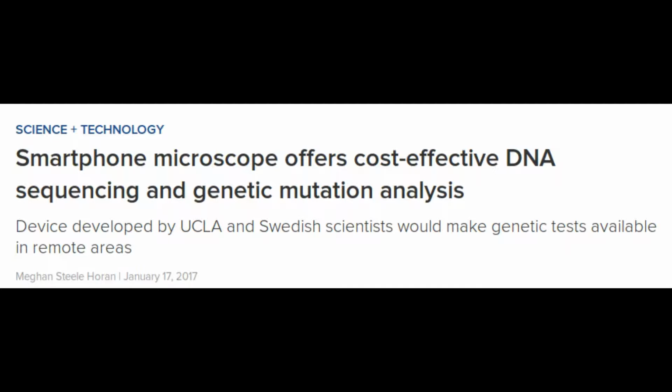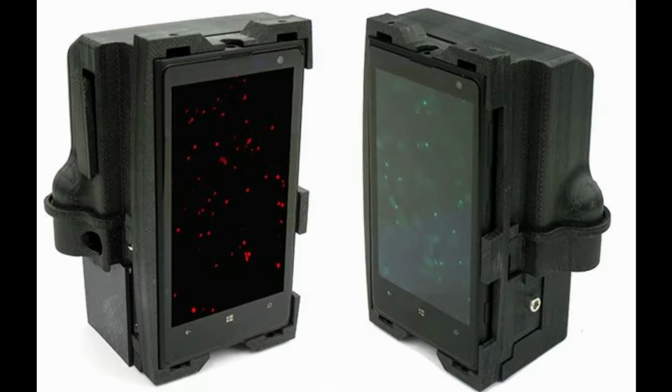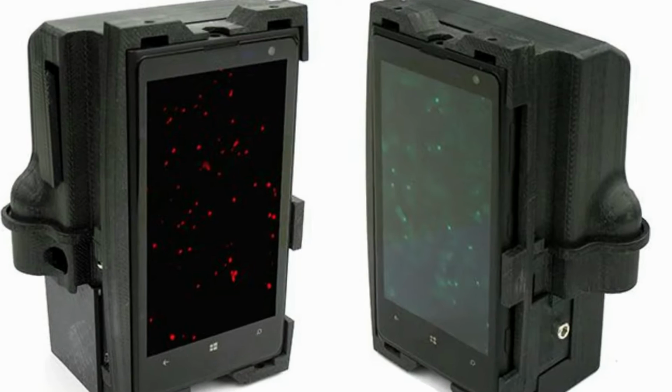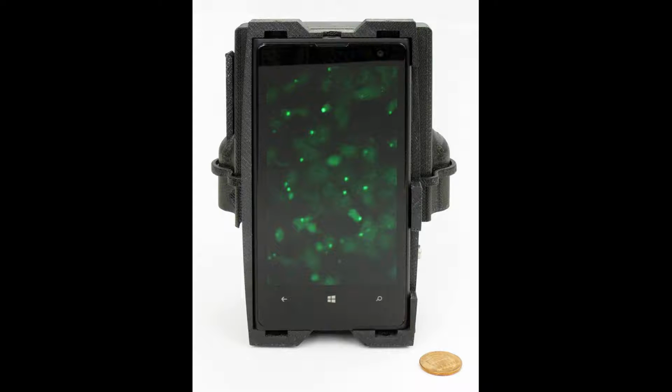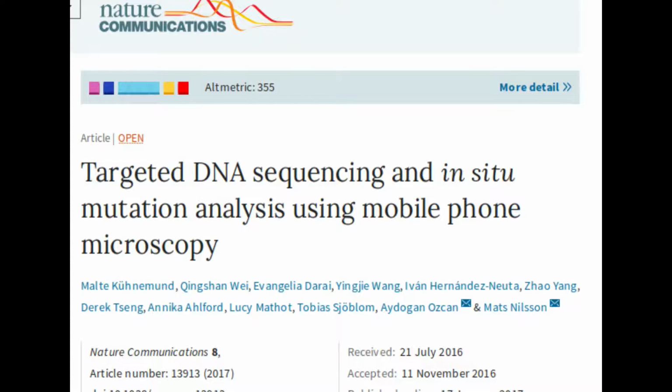Now, a smartphone based microscope developed by researchers at the California Nanosystems Institute at UCLA and at Sweden's Stockholm University and Uppsala University could make the mutation testing accessible to healthcare workers even in remote locations without the need for large, expensive lab equipment. The device can image and analyze specific DNA sequences and genetic mutations in tumor cells and tissue samples without having to first extract DNA from them. The new device is described in a study in the journal Nature Communications.